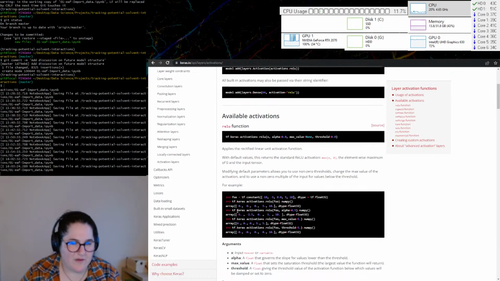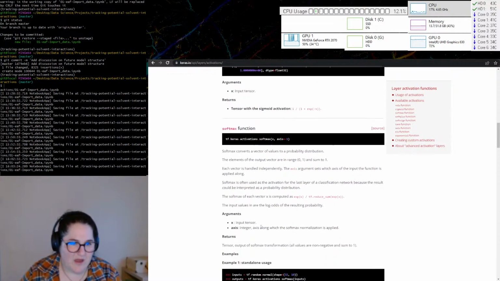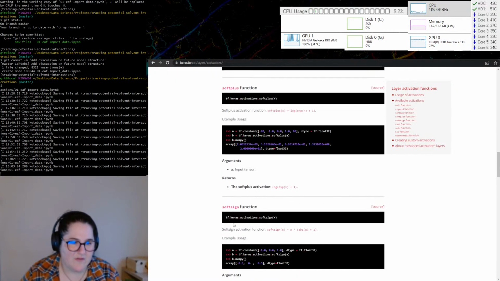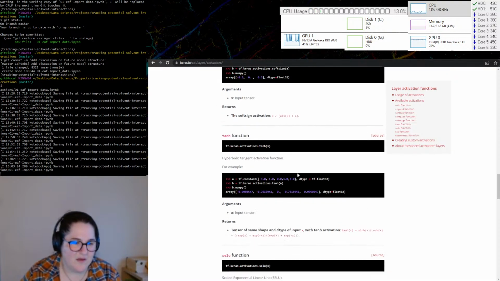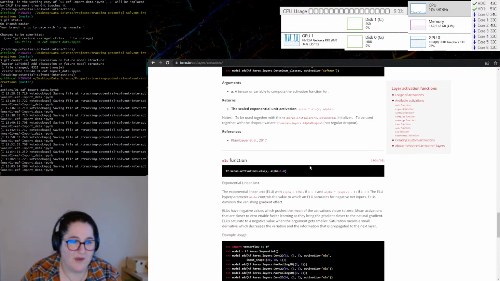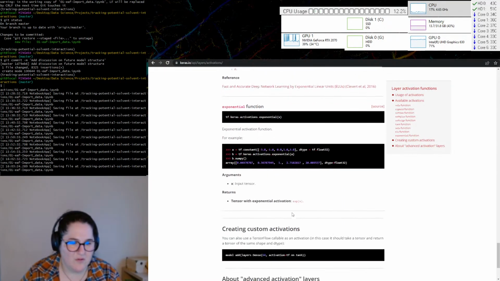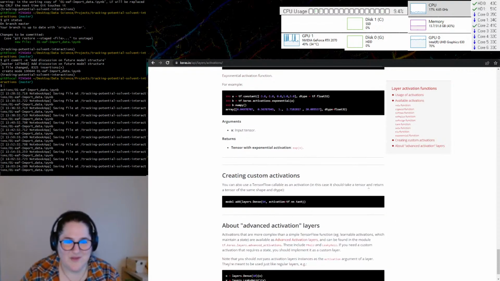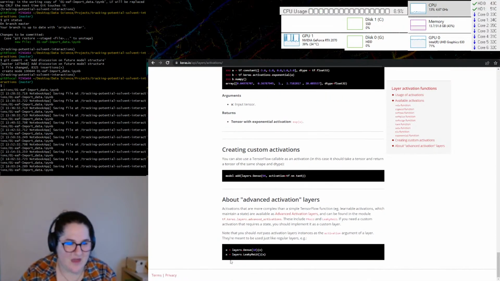The ReLU, it talks about how the ReLU is calculated. Then there's a sigmoid. Then there's a softmax, which we've seen a couple of times. There's a softplus, there's a softsign. There's the tanh, which is kind of like inverse tan. The SELU, which is a little bit different than the ReLU, but they're similar. Then there's just the ELU, which is a predecessor to those two, I believe. Then there's an exponential. Then you can create your own custom. And then advanced layers. Then there's a leaky ReLU, which I've used before. Then there's a PReLU.